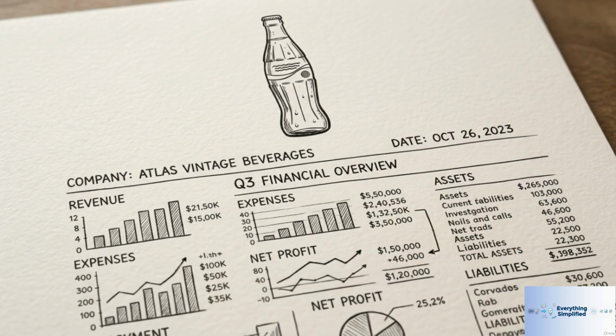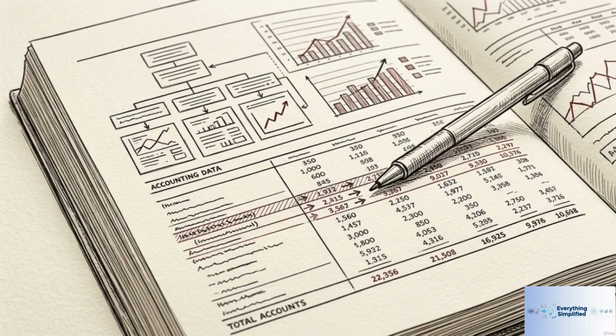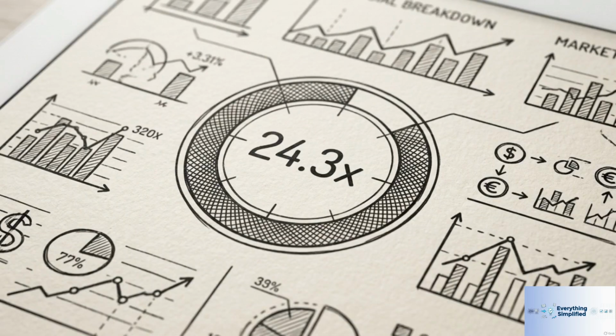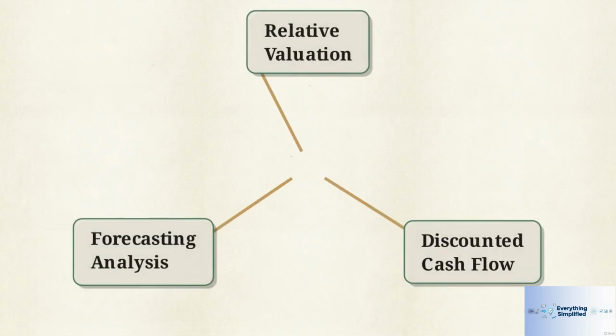Pick your favorite predictable company, pull up its cash flow statement, locate its forward PE, and run these three calculations to see exactly what you are paying for.